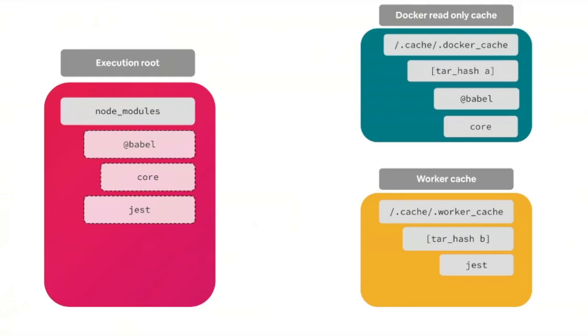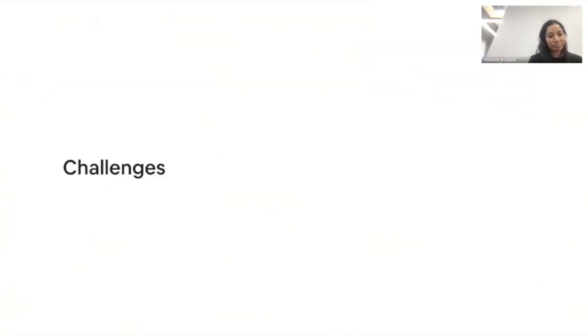So here, the only change that we make is we check to see if this particular package is inside of our Docker cache, and if it is, we make a link. And if it's not, we check our worker cache. If it's not there, we'll untar it into there and make a link. So in your exec route, you don't really have any node modules that are present. There are always links to one of our cache directories.